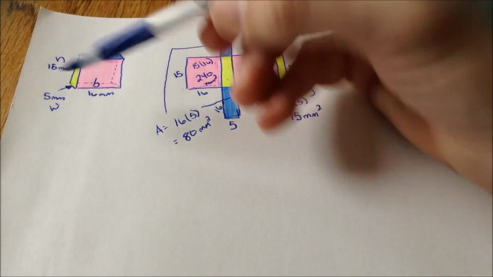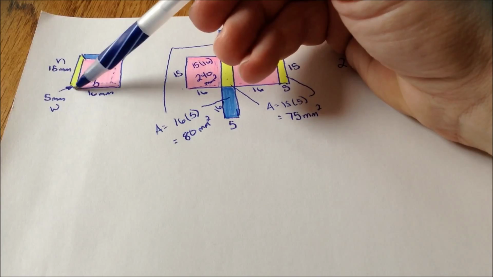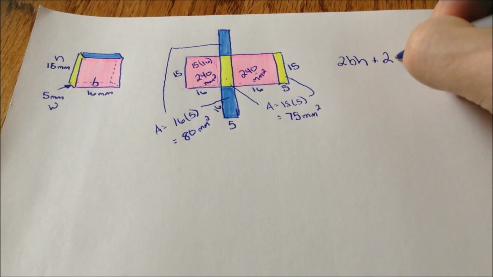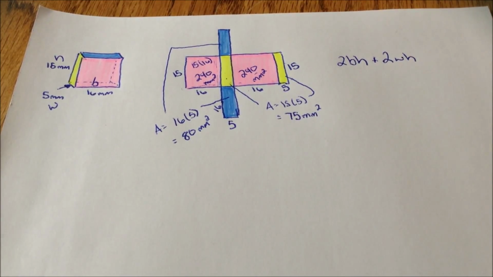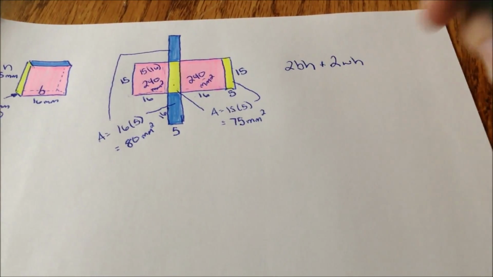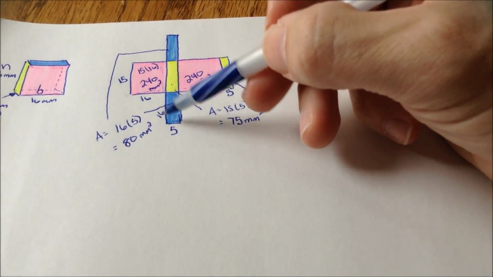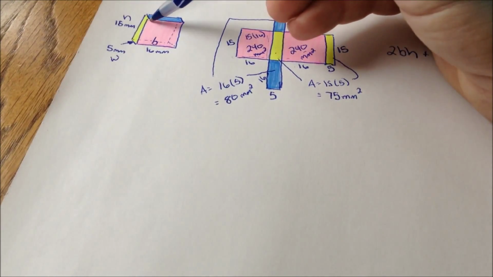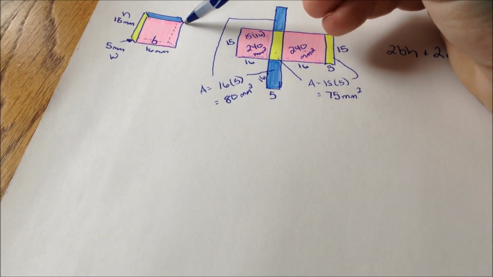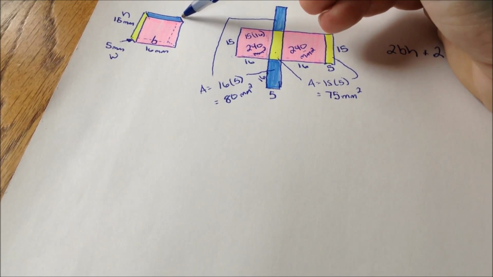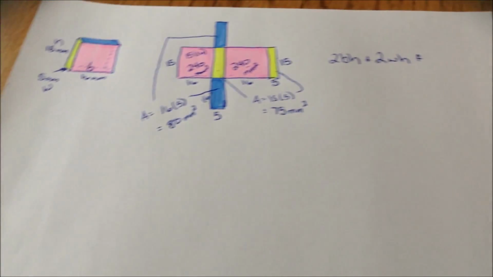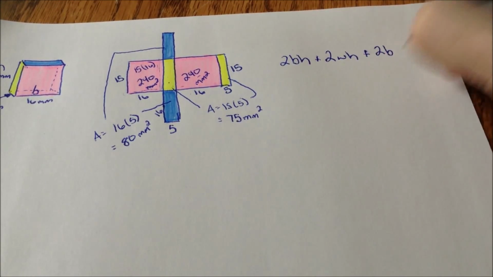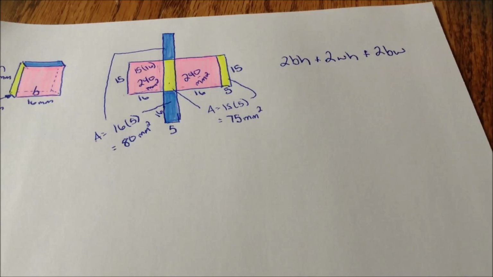plus my yellow is my width times the height, and I have 2 of those, so 2 times width times height, and finally I have 2 of the blue, which the blue is the same as that base on the pink and same as the width on the yellow, so that's going to be 2 times the base times the width.